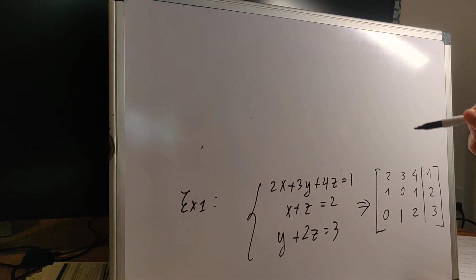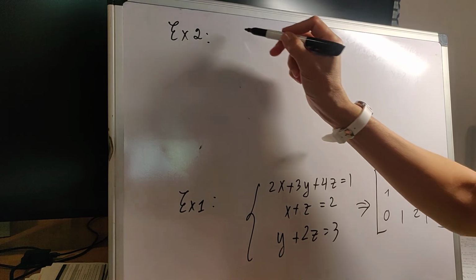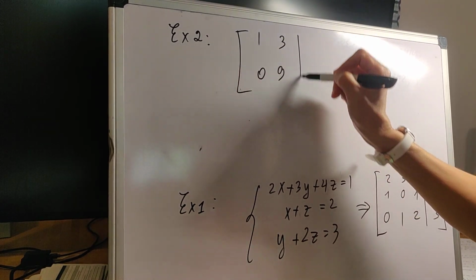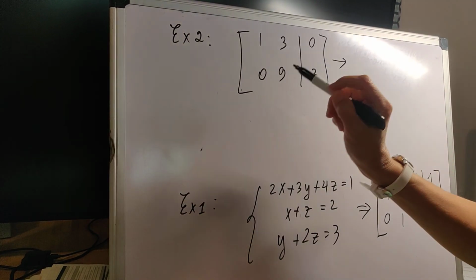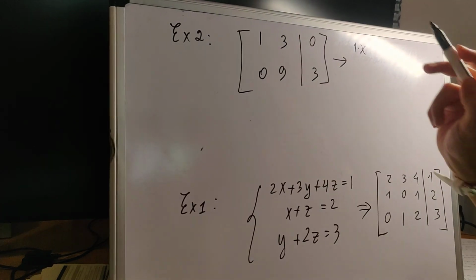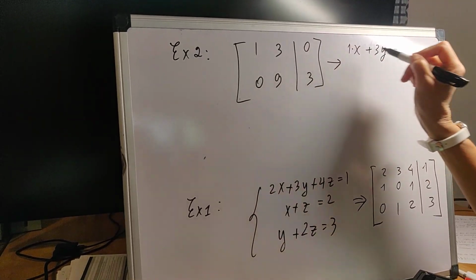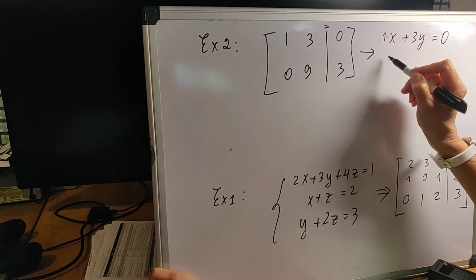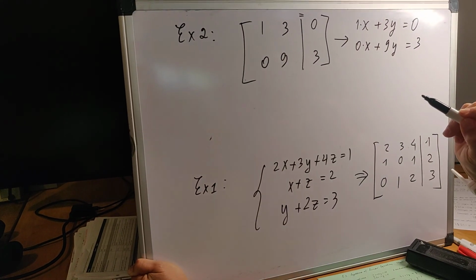Imagine somebody gives us an augmented matrix and asks how the system was looking. They give us 1, 3, 0, 9, and here 0 and 3. The system was looking like this. This was the coefficient of x, so you write down x, and you can put 1 in front or just forget about it, plus 3y equals, and the right side is 0. This one comes instead of the equal sign. 0x plus 9y equals 3.